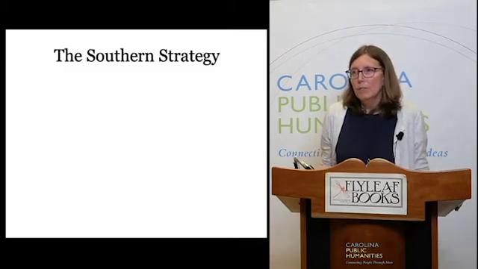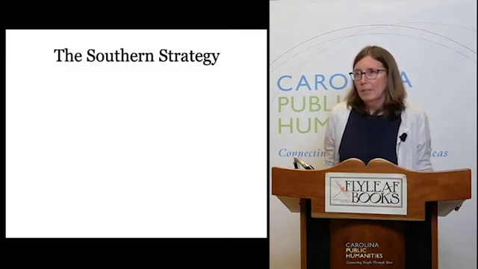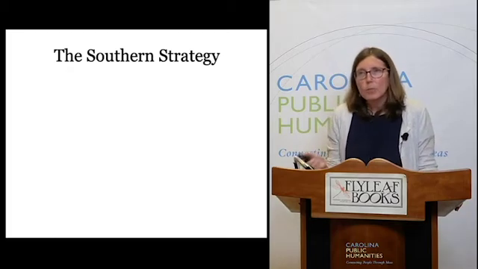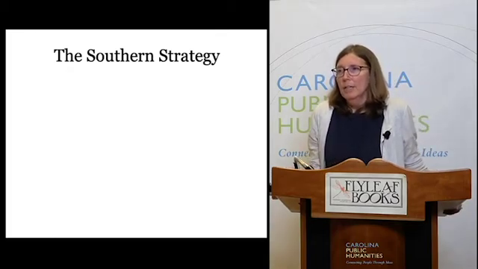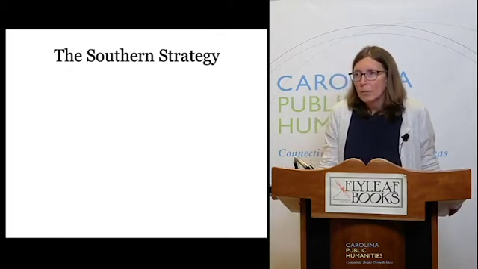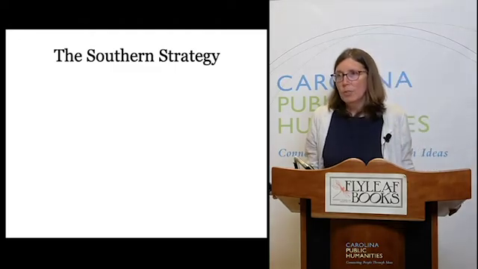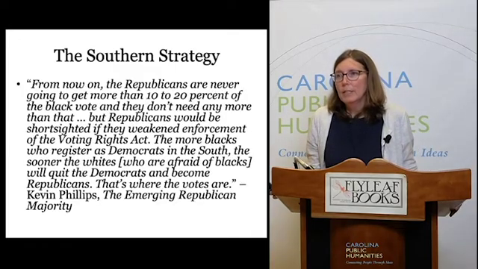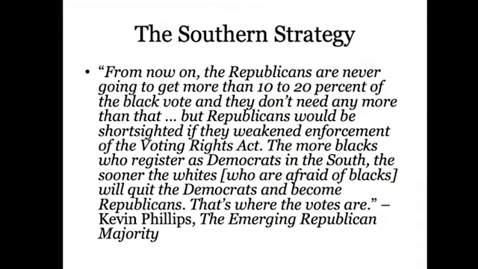So Kevin Phillips was later asked about this, and he says this is what he thinks the strategy should be. From now on, the Republicans are never going to get more than 10 to 20% of the black vote, and they don't need any more than that. But Republicans would be short-sighted if they weakened enforcement of the Voting Rights Act. The more blacks who register as Democrats in the South, the sooner the whites who are afraid of blacks will quit the Democrats and become Republicans. That's where the votes are.